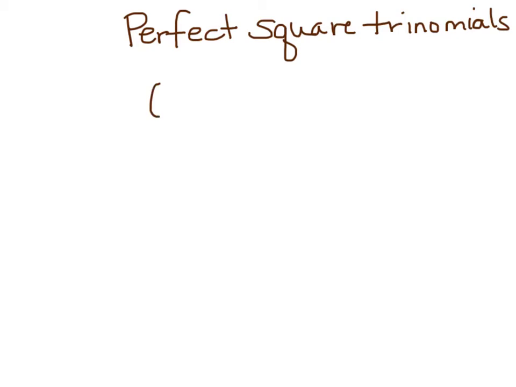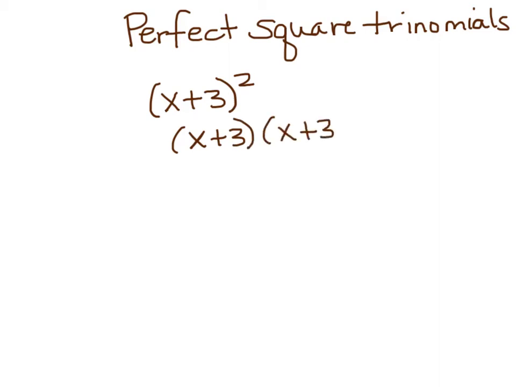So we did things when we were multiplying like x plus 3 squared. And we talked about how that's x plus 3 times x plus 3. And we went ahead and FOILed that out, and we got x squared plus, outers gave us 3x, and inners gave us 3x, so that gave us 6x when we added those together, plus 9. And that is a perfect square trinomial.